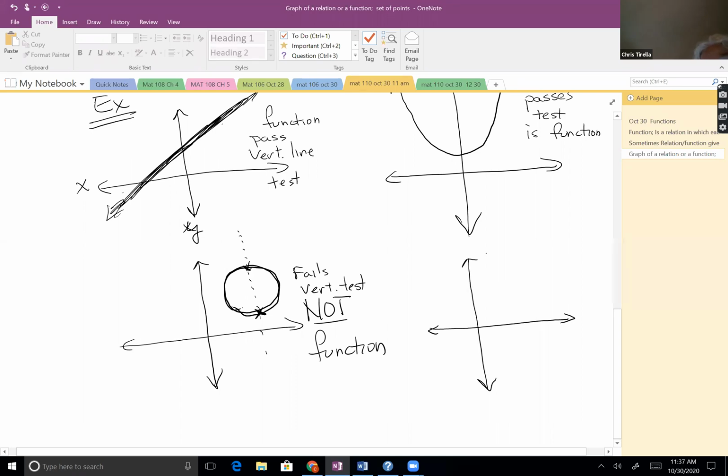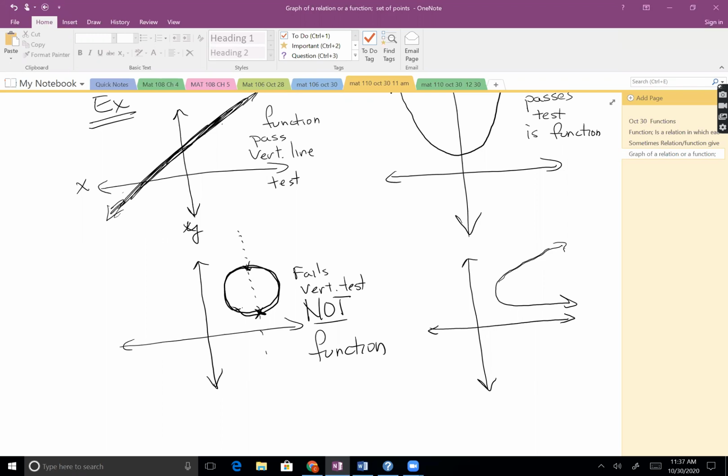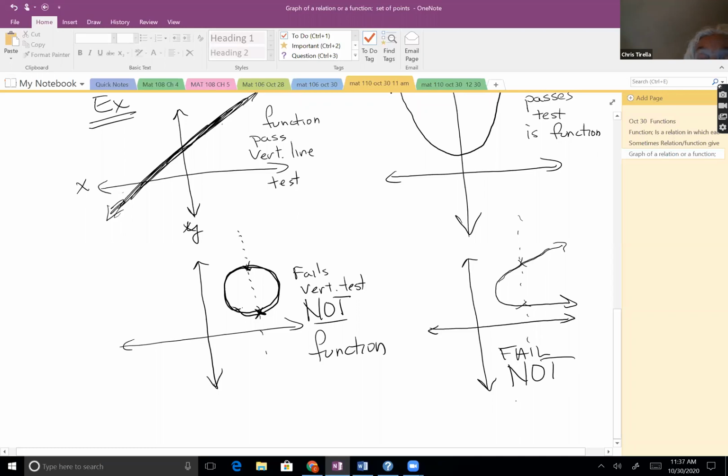And one more. Let's say I have a parabola that opens sideways. Looking at that graph, would it pass or would it fail my vertical line test? Oh, it would fail, wouldn't it? Yeah, if I drew a vertical line here, it would most definitely fail. And so it's not a function.